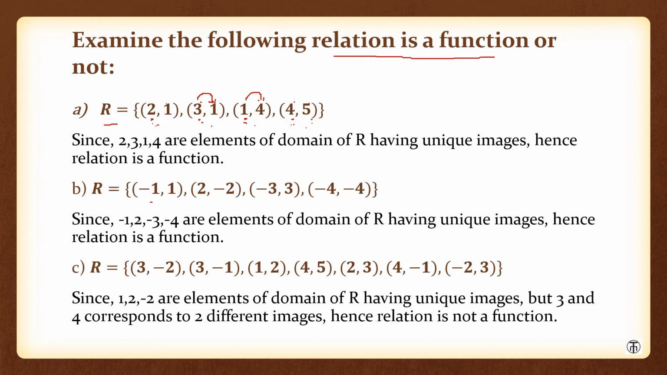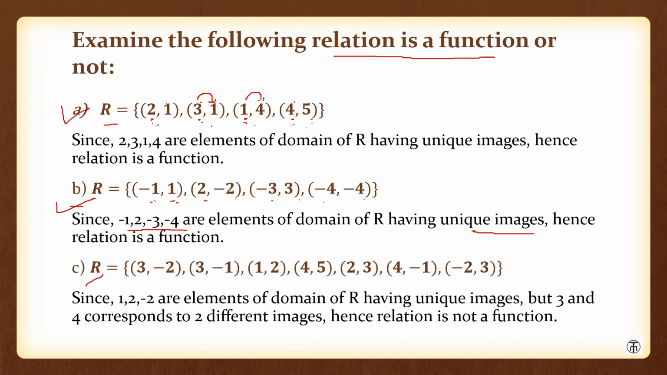The next example is (-1, 1), meaning -1 has image 1, 2 has -2, -3 has 3, -4 has -4. So we can see that -1, 2, -3 and -4 are elements of the domain which all have unique images. If the images are unique, that means we can say the given relation is a function. So this is also a function and this is also a function.